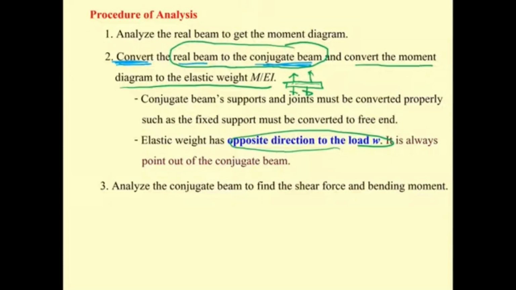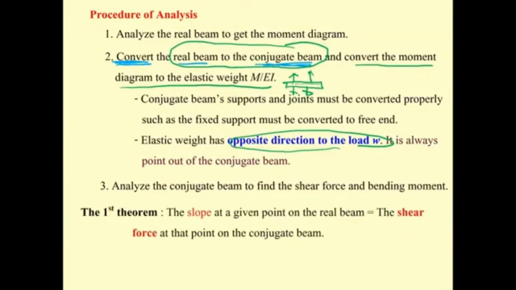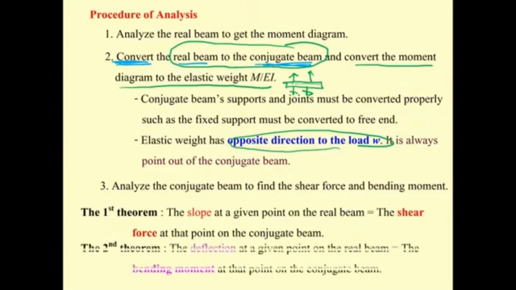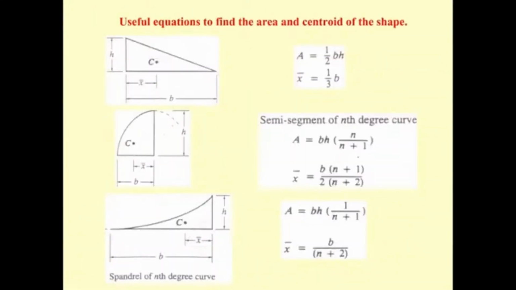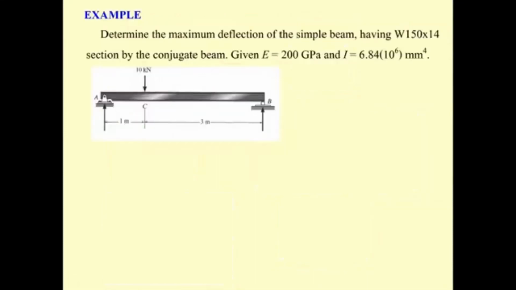And you have two theorems. The V prime is going to be the slope, and the M prime is going to be the deflection. V prime is the slope, and M prime is the deflection. And these are some useful pictures and equations that you may use if you like.